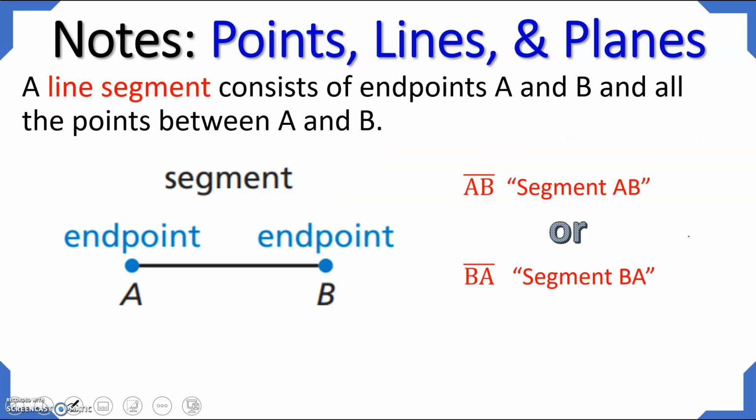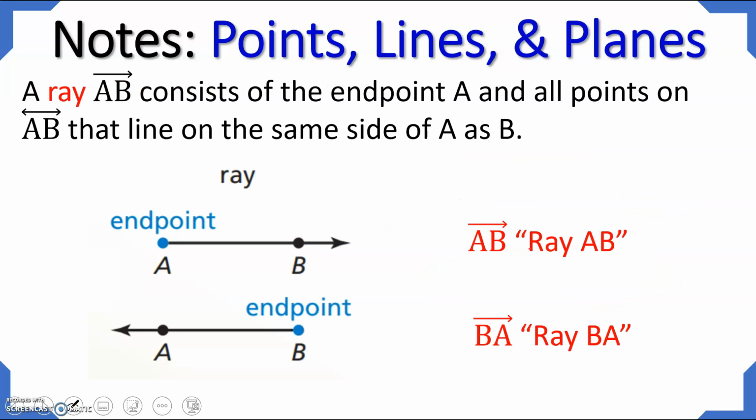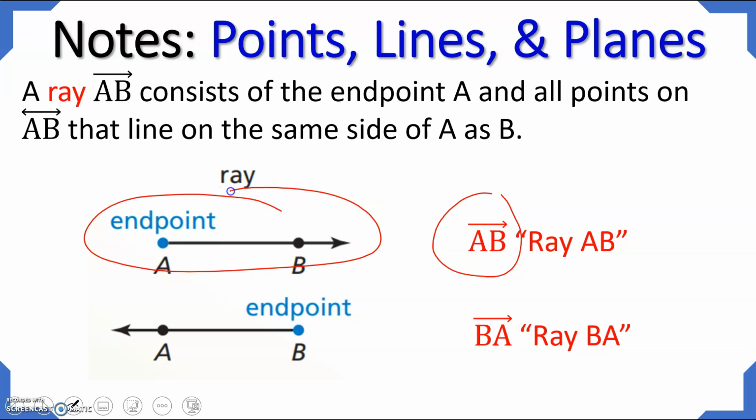A line segment consists of endpoints A and B and all the points between A and B. This can be written as segment AB or a segment BA. A ray AB consists of the endpoint A and all points on line AB that lie on the same side of A as B. Do note that the way the ray is written does very much depend on the order in which the endpoints and ray are.